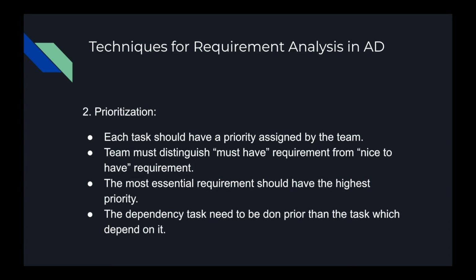This is modeling. The second technique is prioritization. Each task or requirement should have a priority assigned to it, because there are dependencies. Some tasks must be completed before others can even get started. So we must first have the most essential, must-have requirements in the first iteration. Then we can add the nice-to-have requirements in the next iteration, so that we get useful software delivered after the first iteration. The most essential will have the highest priority.